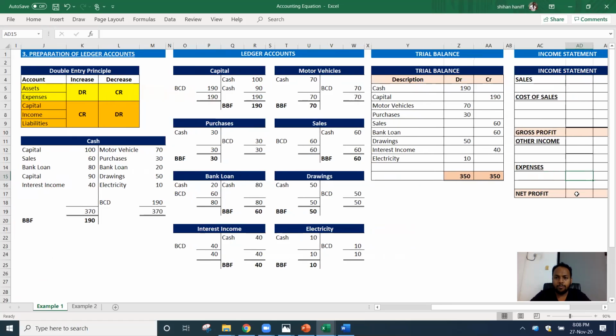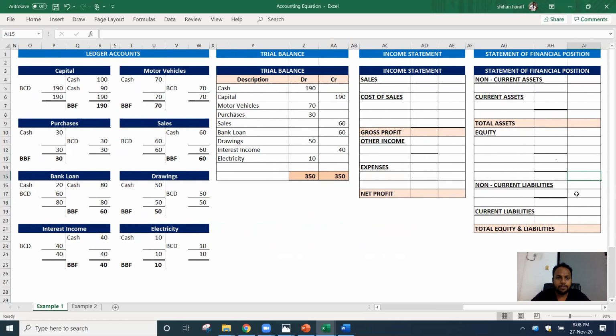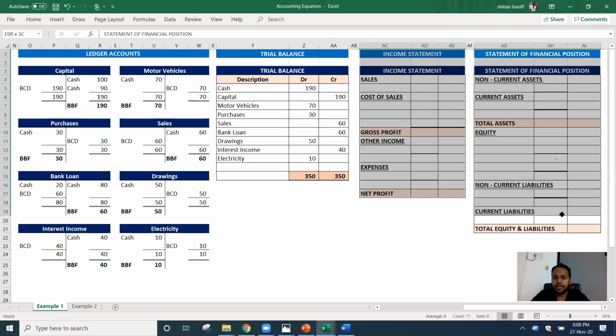Next, now we have a trial balance. Using the trial balance, we are going to prepare the income statement and a statement of financial position. Using the trial balance, from very basic question, I am completing all these complete set of accounts.